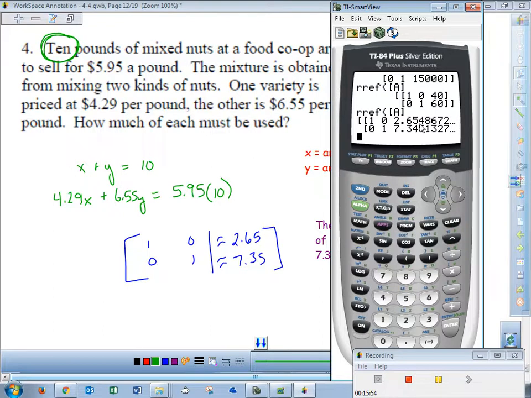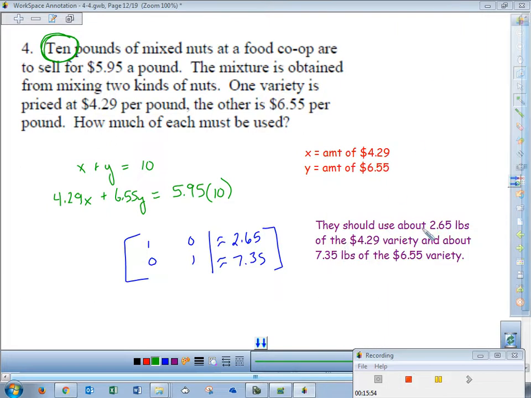So it kind of freaks you out a little bit that it doesn't come out so nice. Just that's cool. It's all good. And then that means that they should use about 2.65 pounds. So notice the key word that I put in there was about, because it was approximate, of the $4.29 variety, and about 7.35 pounds of the $6.55 variety. So don't freak out that that didn't come out so nice.